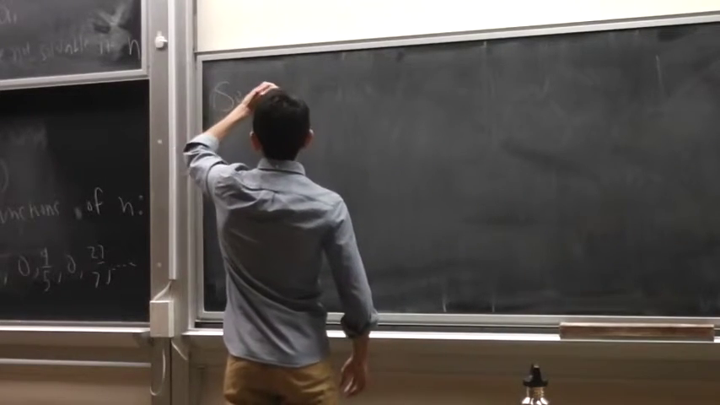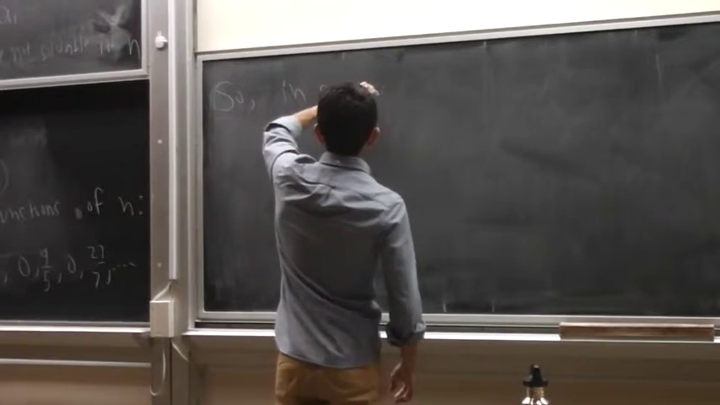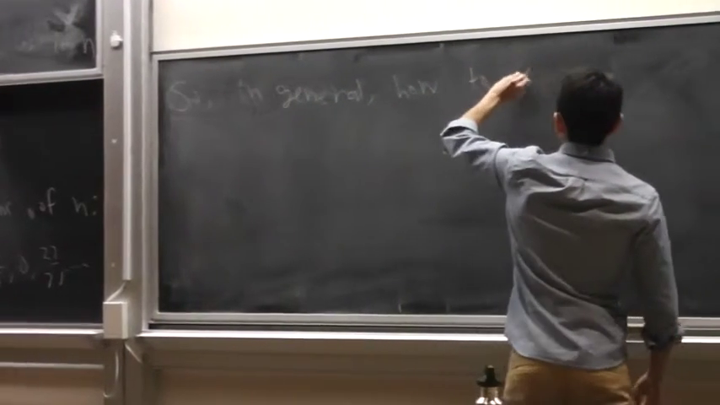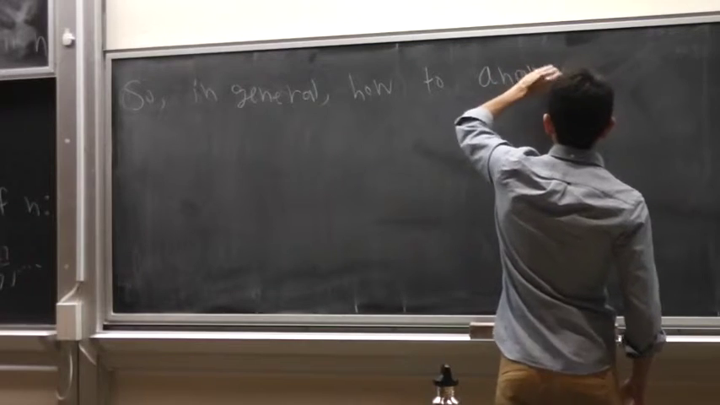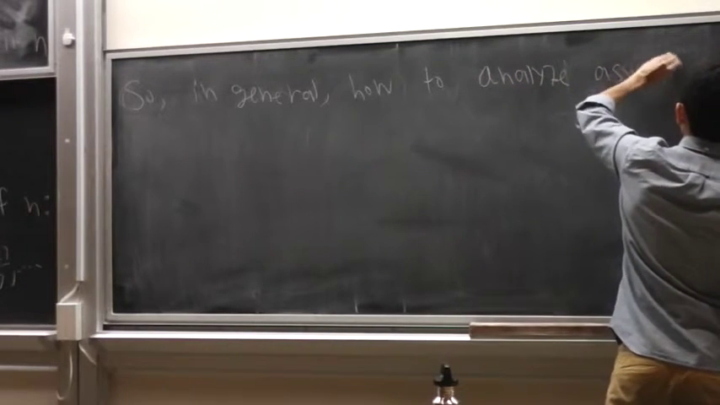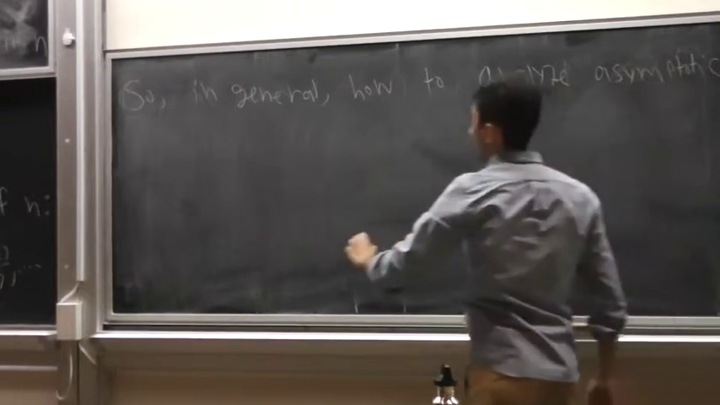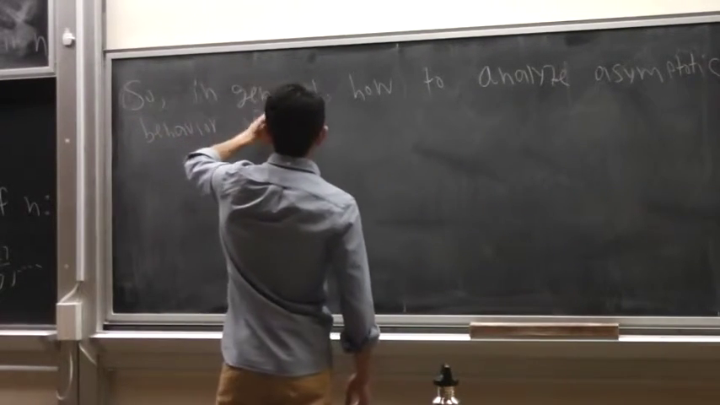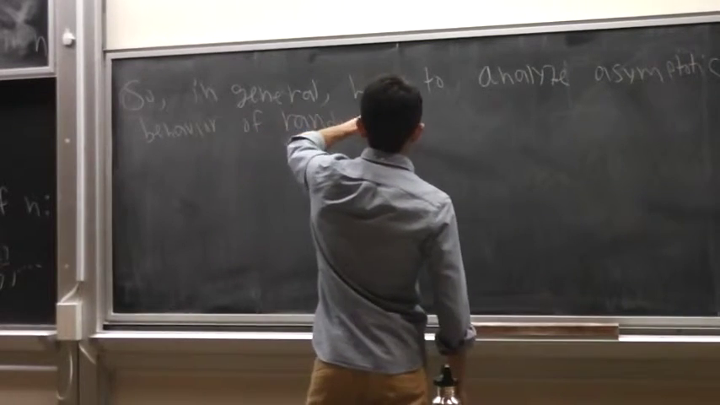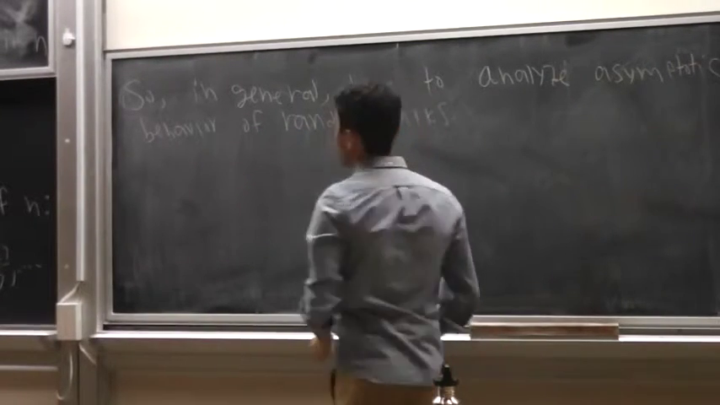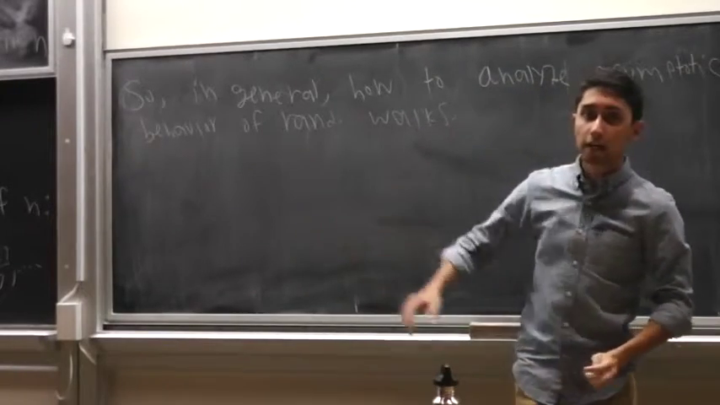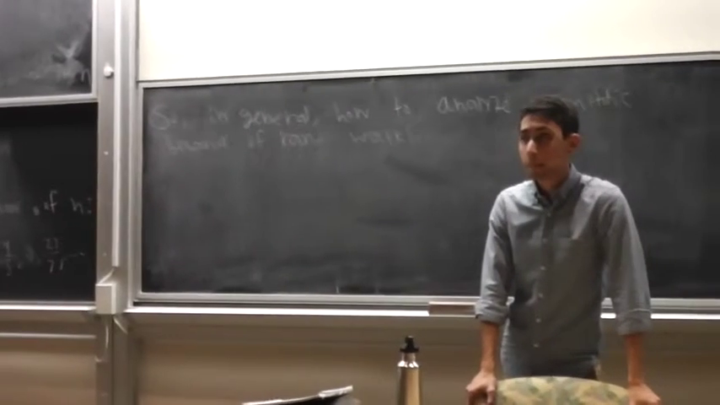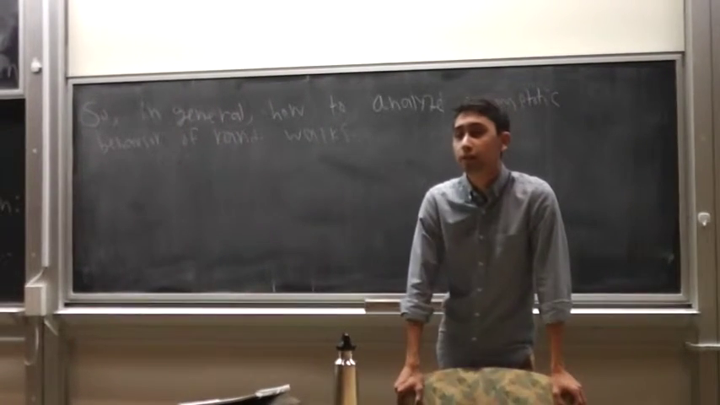In general, how do we analyze the asymptotic behavior of random walks? In the symmetric case, we could get the distribution in terms of n, but in general we can't do that. Even for the king case, which is really symmetric, we can't do that.